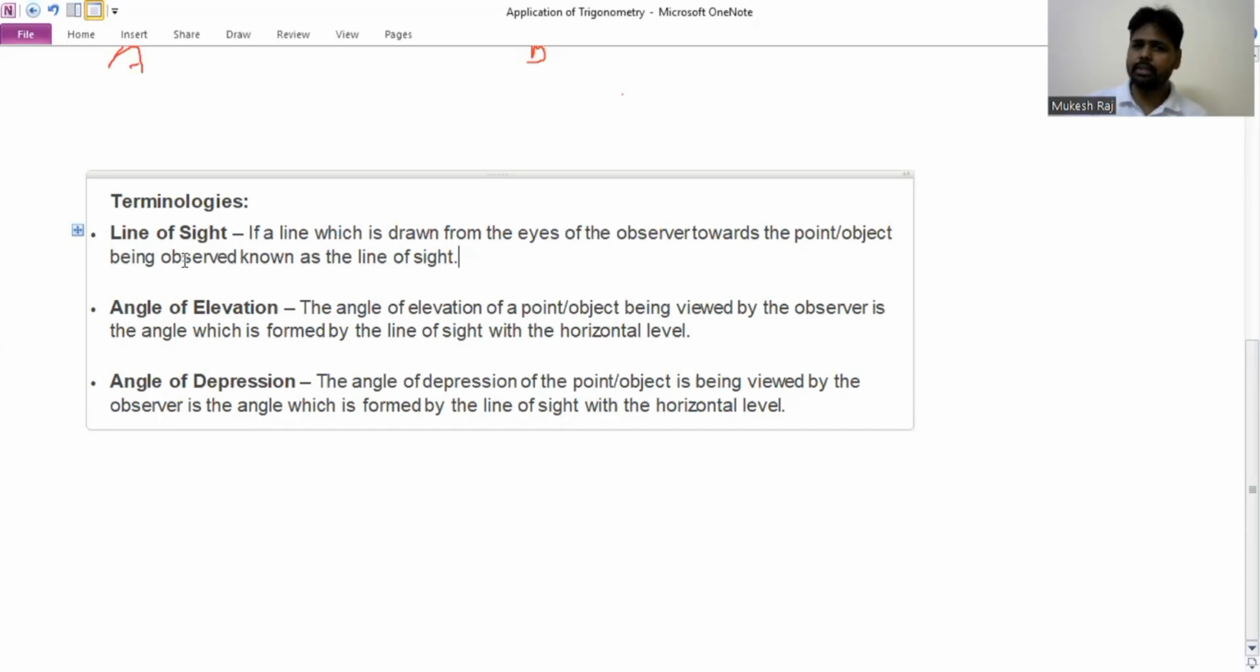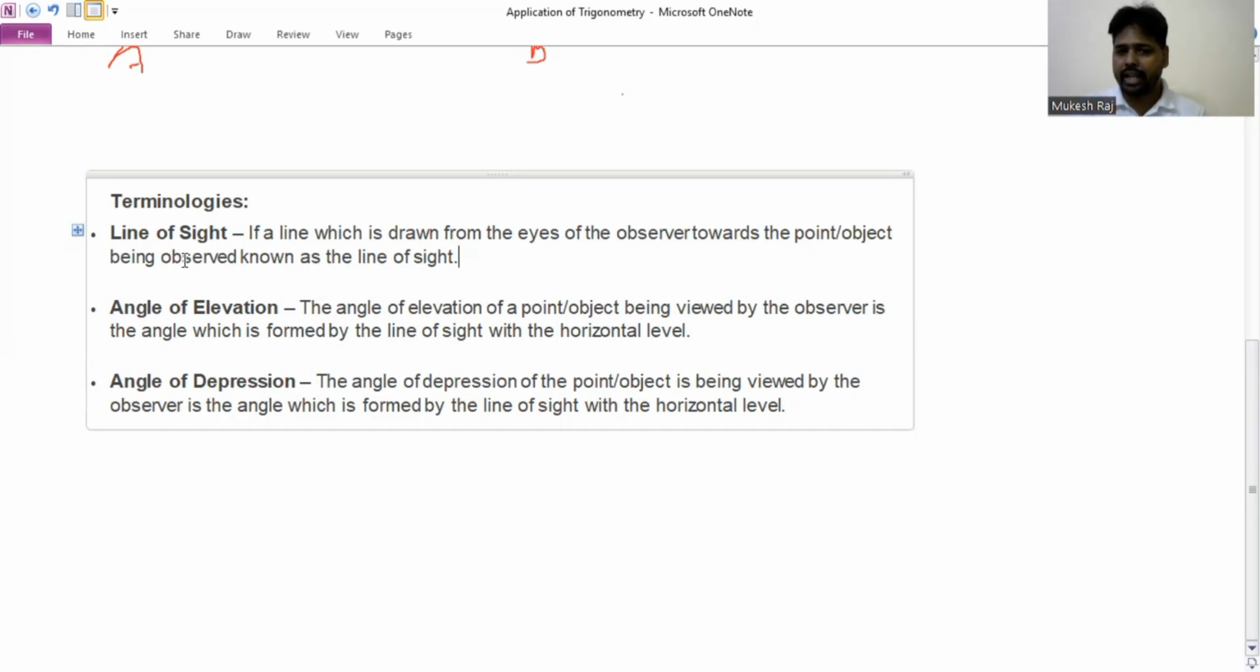So the angle that is made by the line of sight and the horizontal is termed to be the angle of elevation. Elevation means something which is being elevated at a particular angle. Suppose this is the horizontal line that we are talking about, and this is the line of sight. The area that is covered is known as the angle of elevation over here.